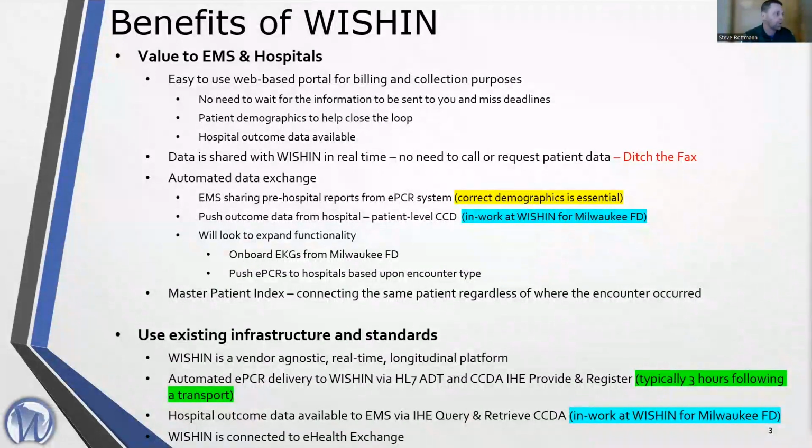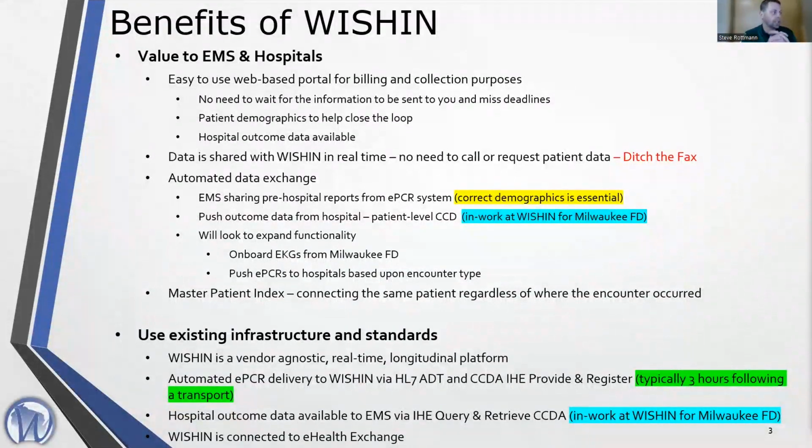Again, this is in work. It's in development. We have an ongoing project with ImageTrend. There's some tweaking that's happening right now. But that's where we're at today.